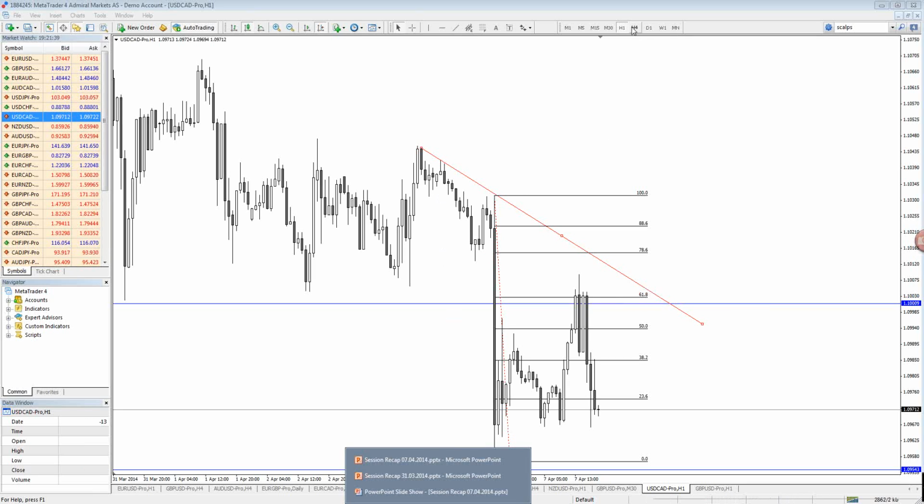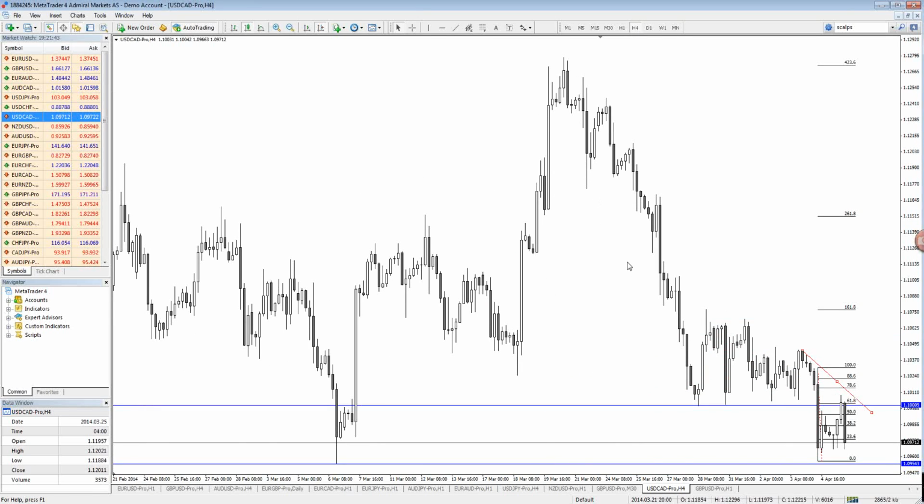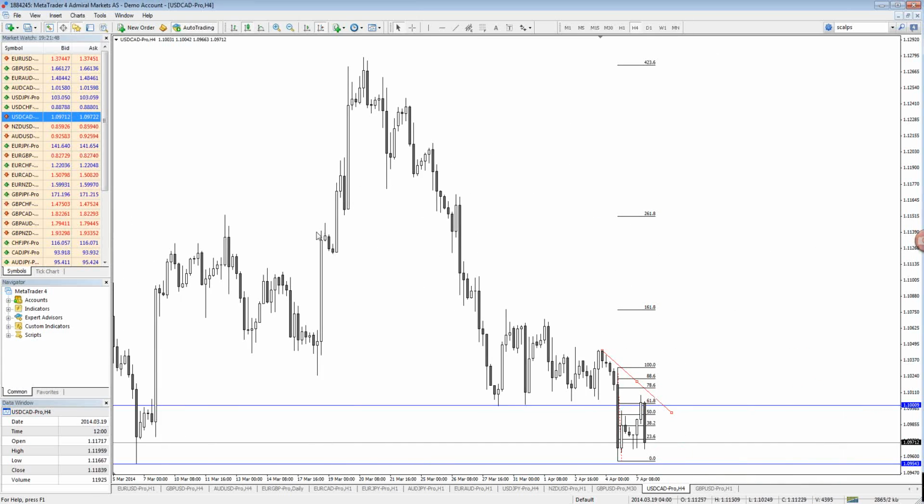So far, this looks like a downtrend. Look at this, guys. Giant head and shoulders, left head and shoulders, right head, left head, right. Okay, so for me, dollar CAD is sell.